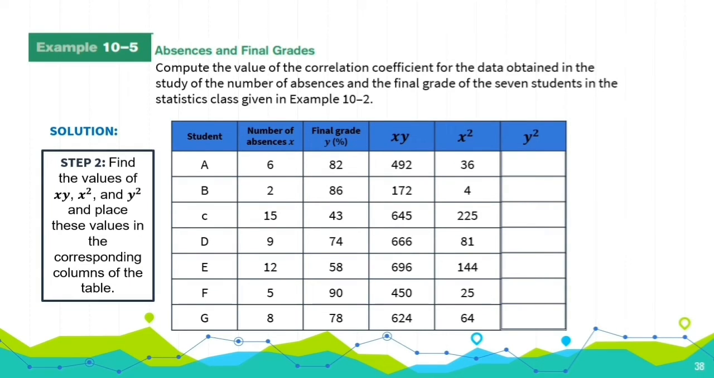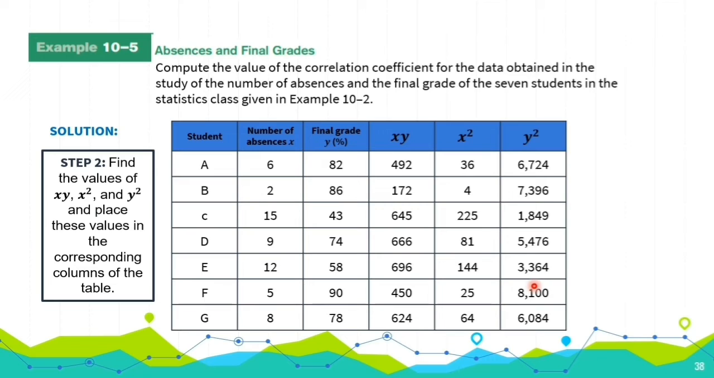And for the last column, we have the y squared. So it is the square of y. So the y here is the final grade. So 82 squared is equal to 6,724. 86 squared is equal to 7,396. 43 squared is equal to 1,849. 74 squared is equal to 5,476. 58 squared is equal to 3,364. 90 squared is equal to 8,100. And 78 squared is equal to 6,084.